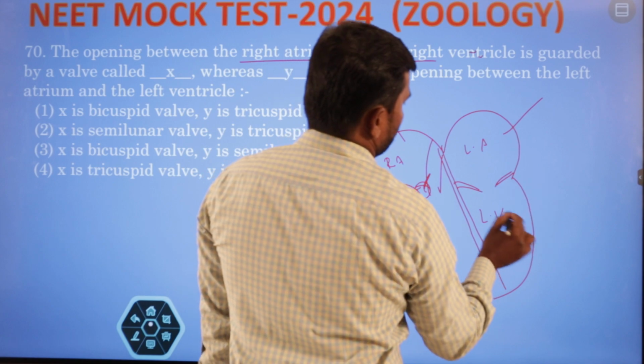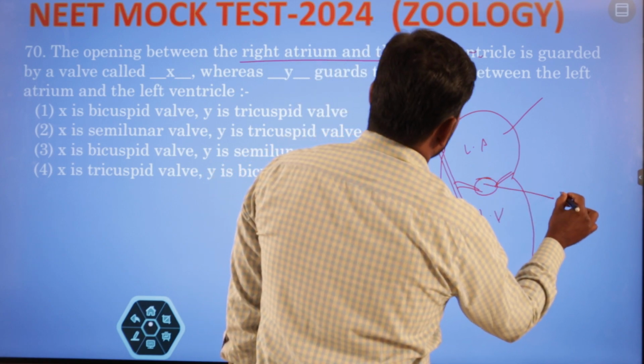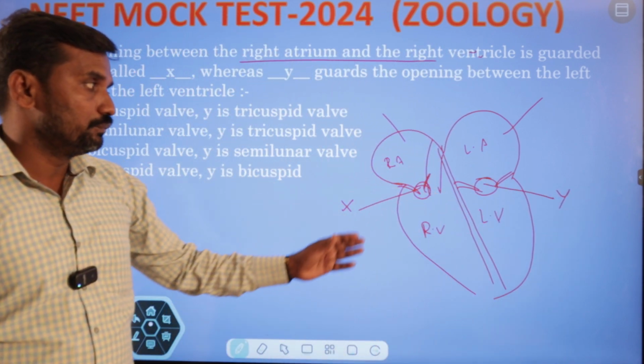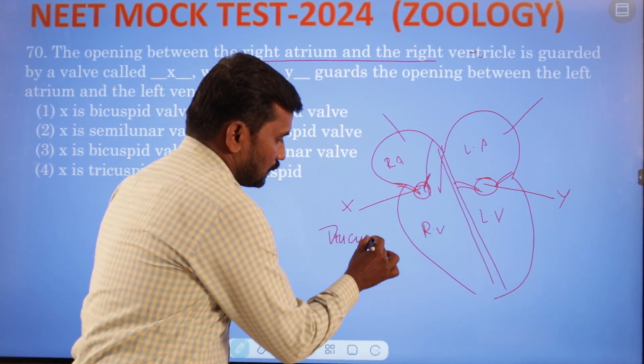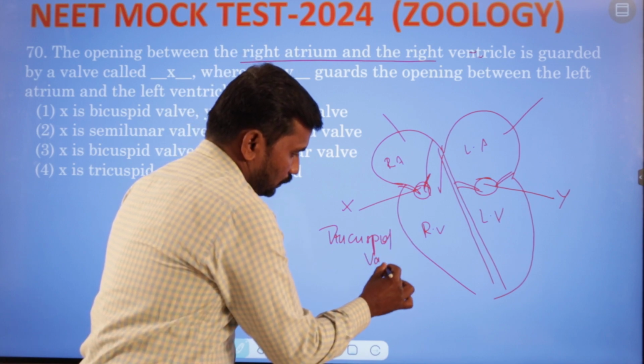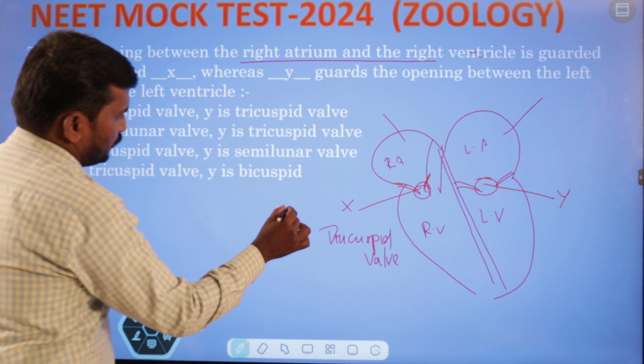The name of the opening present between the left atrium and left ventricle is considered Y. The opening that is going to be present there is called the tricuspid valve in X. Tricuspid valve. What is meant by tricuspid valve?